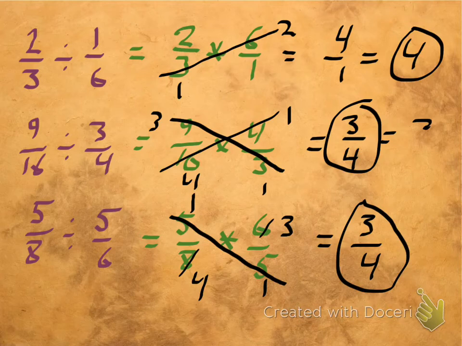Now, here are the 2 most common mistakes. The 2 most common mistakes are people make a mistake when they're flipping. What do you think they might flip? One mistake is they forget to flip the second one. Another mistake is they flip both. But what happens even more than that is they flip the wrong one. They flip the first one instead of the second one. They might not always remember that it's the thing that comes after the division sign that you want to flip. And let me go back to this first one, 2/3 divided by 1/6.